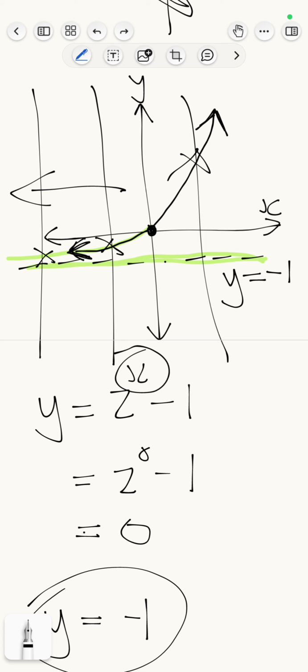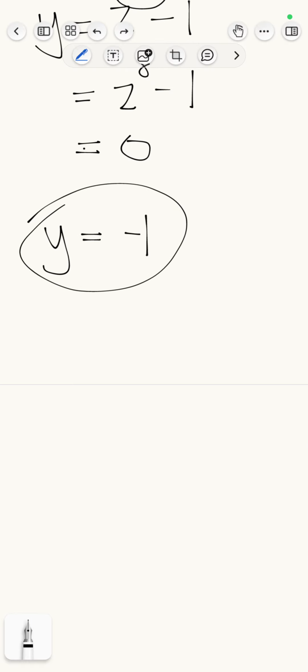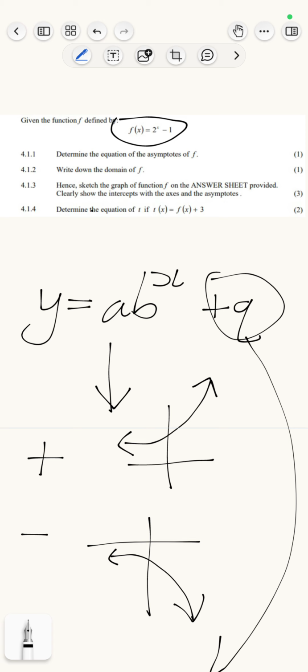So our domain for our exponential function, and it will be true for all exponential functions, will be x is an element of real numbers. That means x can be all real values. That's our domain for the exponential function. It will be the domain for all exponential functions. All right, let's go see what the next question was. Next thing, to draw the graph, we've already done that. Great. Determine the equation of t if t equals f plus 3.